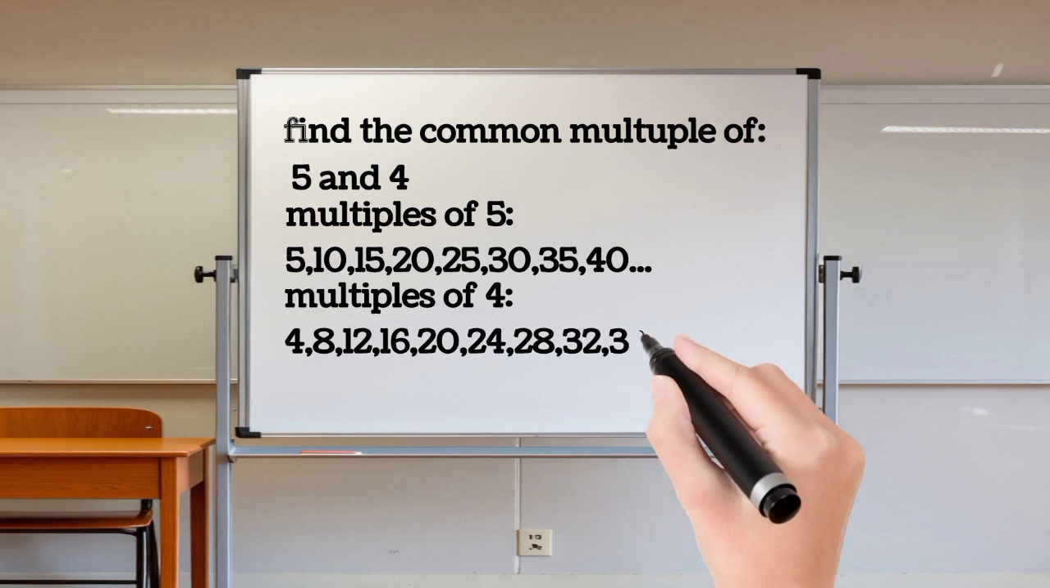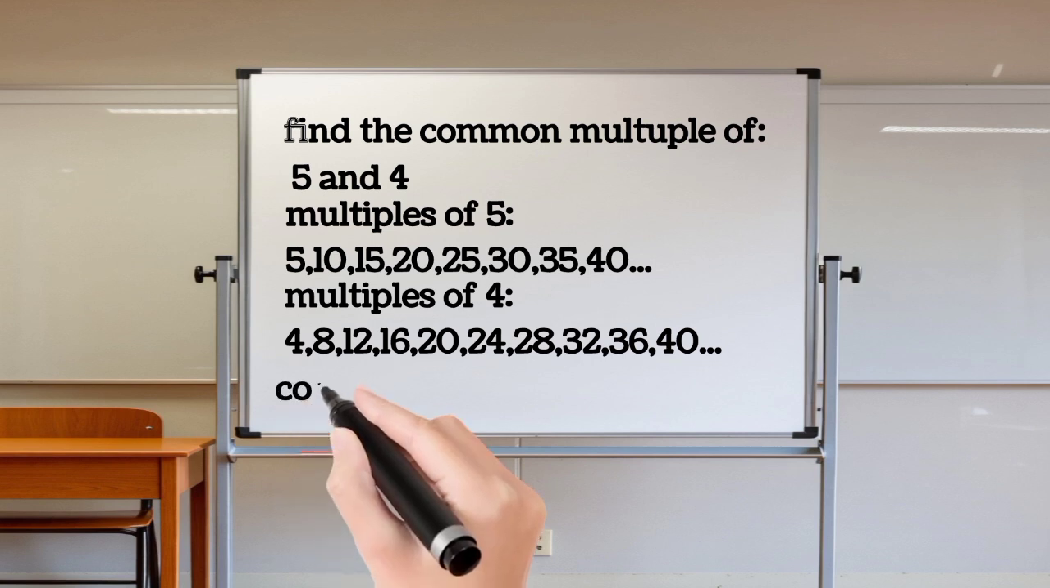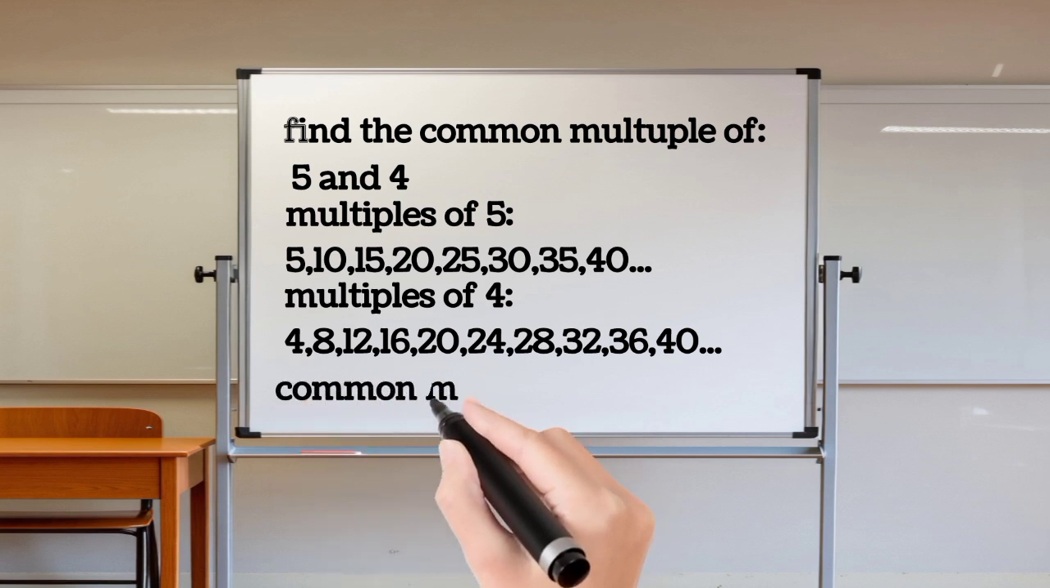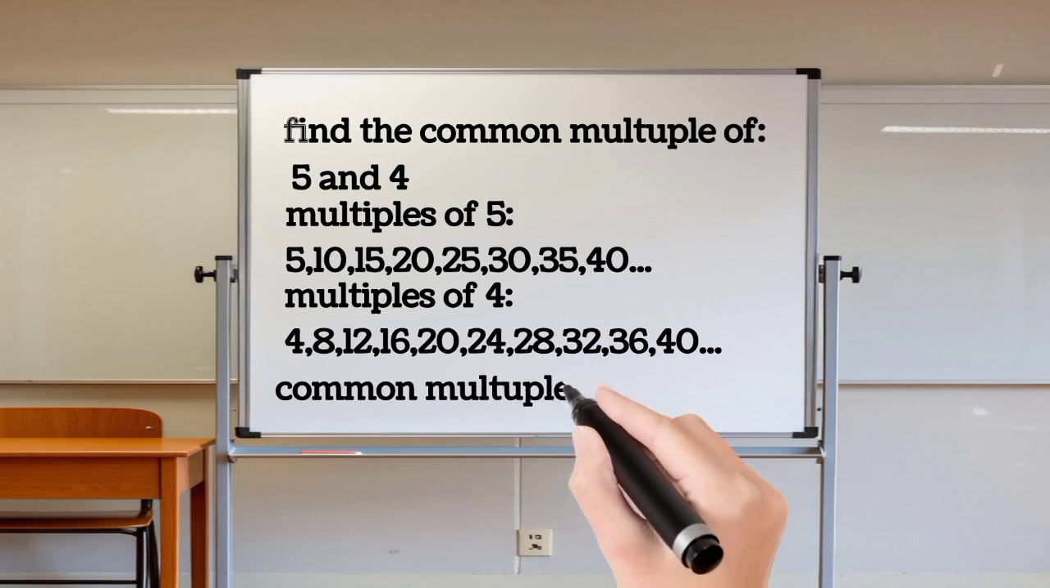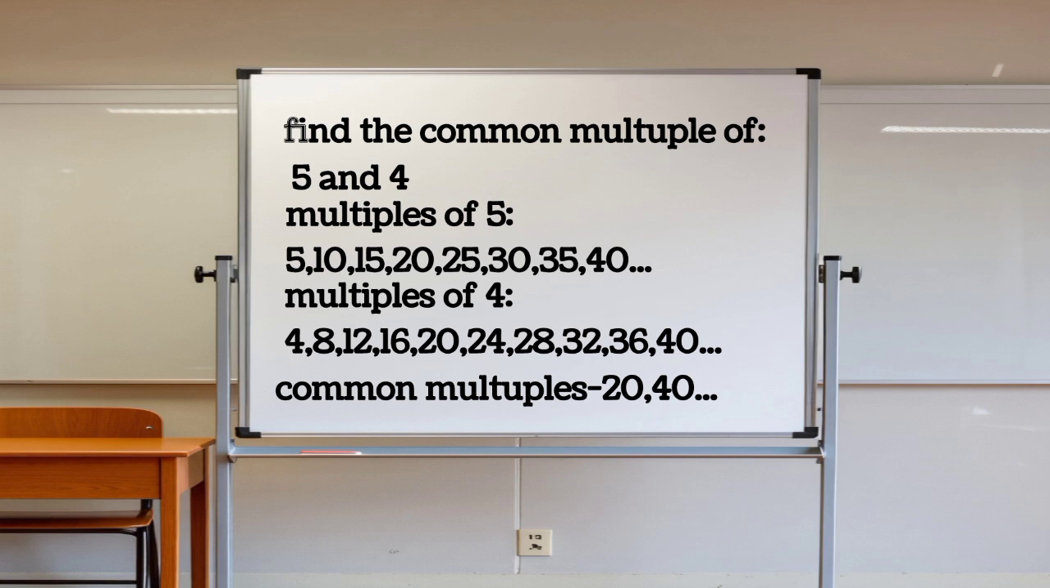Alright, so when you have gone through these steps, the next thing you are going to do is to look through these multiples that you have and try to locate the ones that appear to be a multiple of both 5 and a multiple of 4. So if you look through them carefully, you are going to realize that 20 appears as a multiple of 5 and as a multiple of 4. 40 also appears as a multiple of 5 and as a multiple of 4. So those are the common multiples of 5 and 4. All right, easy peasy. So we'll go to the next question.